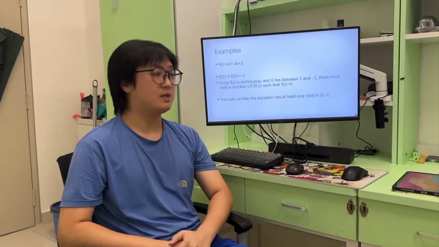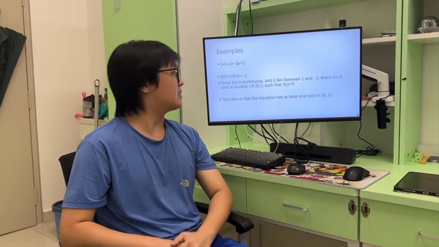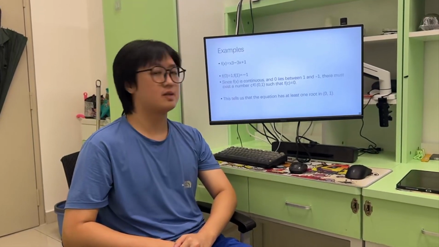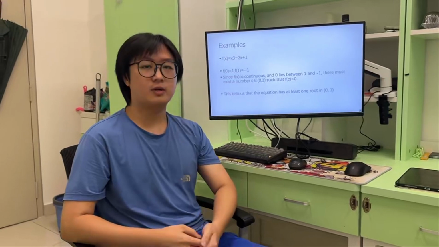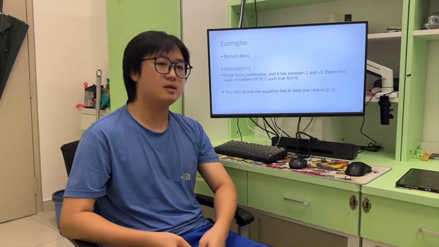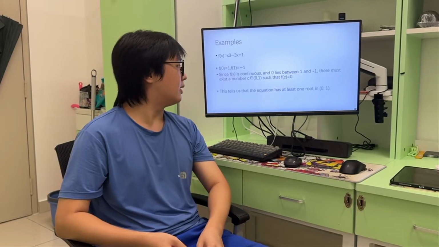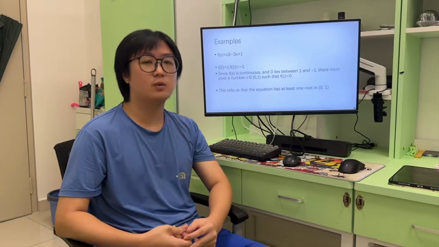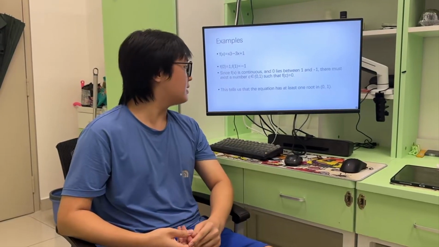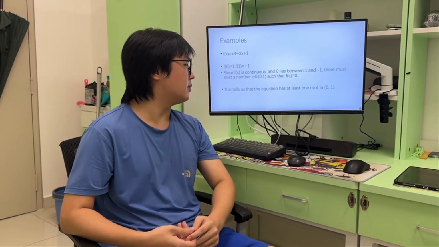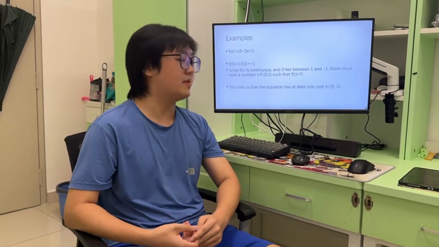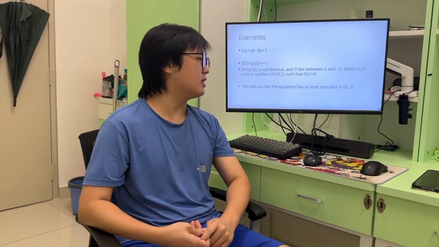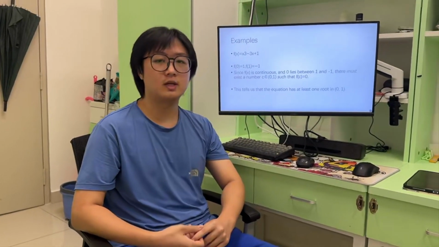Now I will give you an example. Suppose f(x) equals x cubed minus 3x plus 1. f(0) equals 1 and f(1) equals minus 1. Since f(x) is continuous and 0 lies between 1 and minus 1, there must exist a number c belonging to (0, 1) such that f(c) equals 0. This tells us that the equation has at least one root in (0, 1).